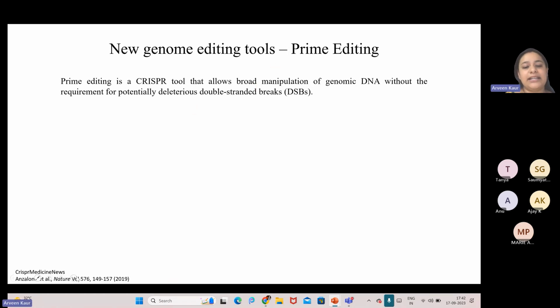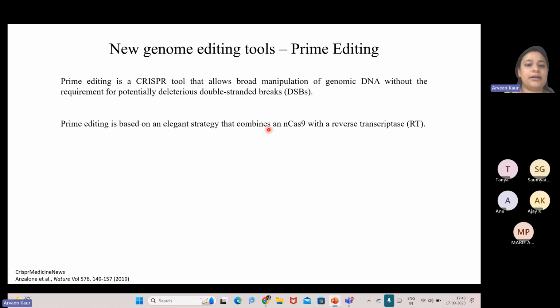And what they did was that they brought in a new editing technique. Now, this editing technique was known as prime editing. What prime editing did was that it is again a CRISPR tool, right, which allows broad manipulation of genomic DNA without requirement for potentially deleterious double-stranded breaks. So over here also double-stranded breaks were not happening, right?